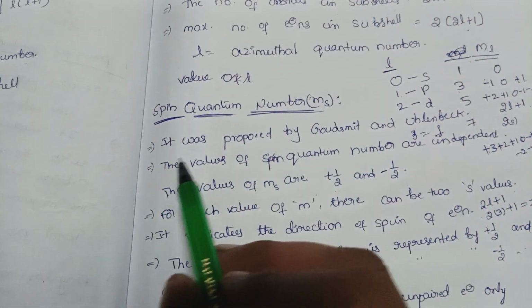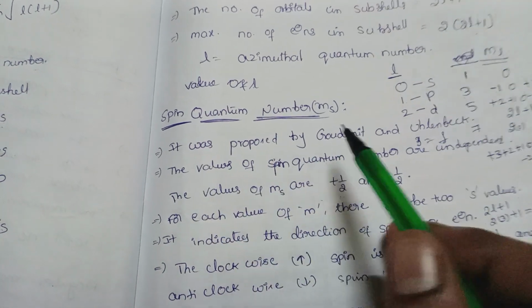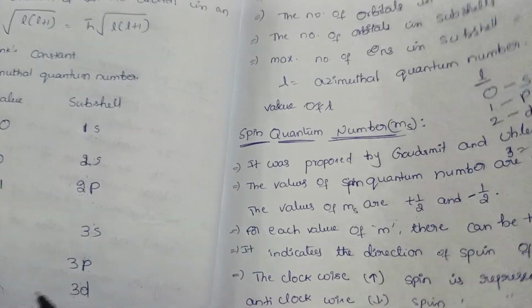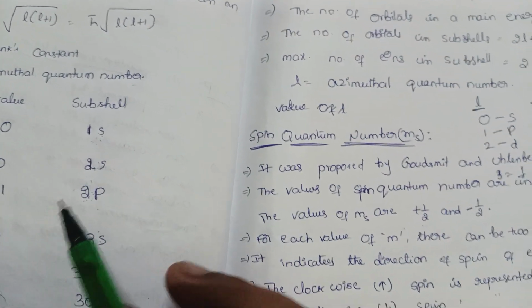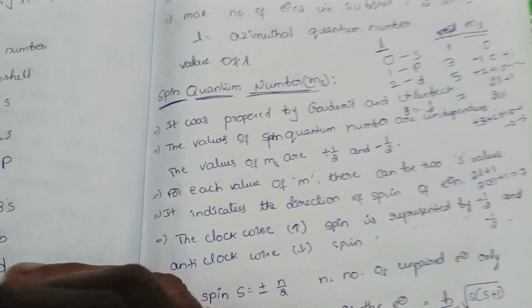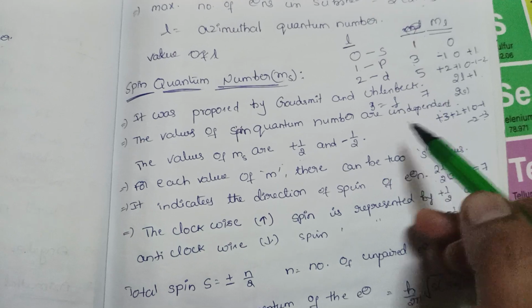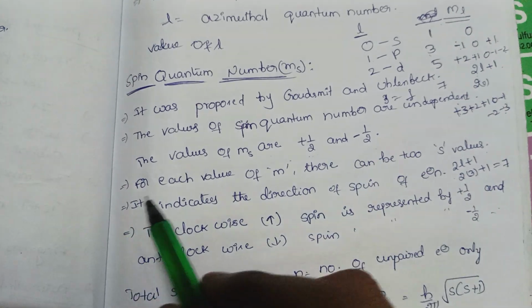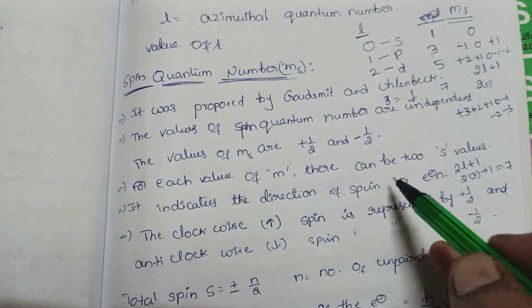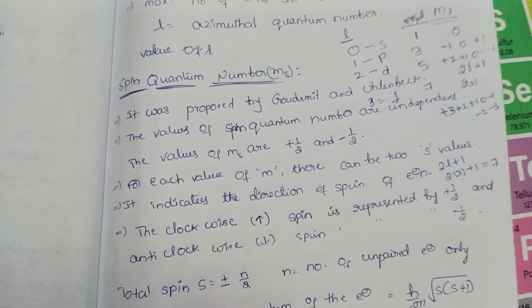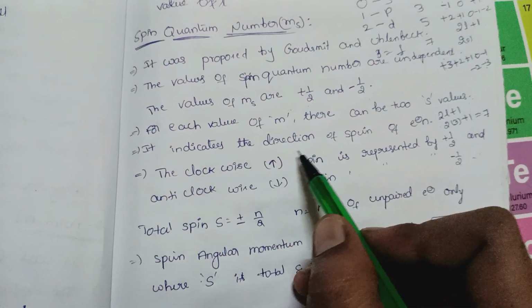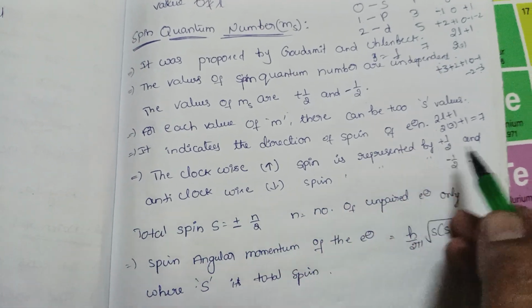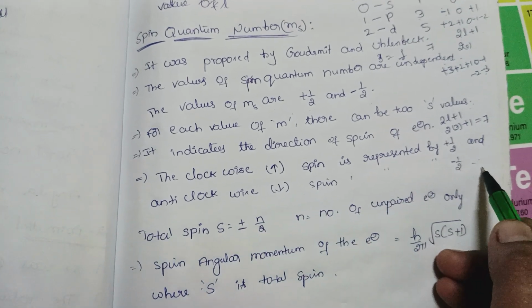Spin quantum number. It was proposed by Goudsmit and Uhlenbeck. The values of the spin quantum number are independent. The magnetic quantum number and azimuthal quantum number are dependent, but the spin quantum number is independent. The values of s are plus half and minus half. For each value of m, there can be two s values. It indicates the direction of spin of an electron. Clockwise spin is represented by plus half and anti-clockwise by minus half.